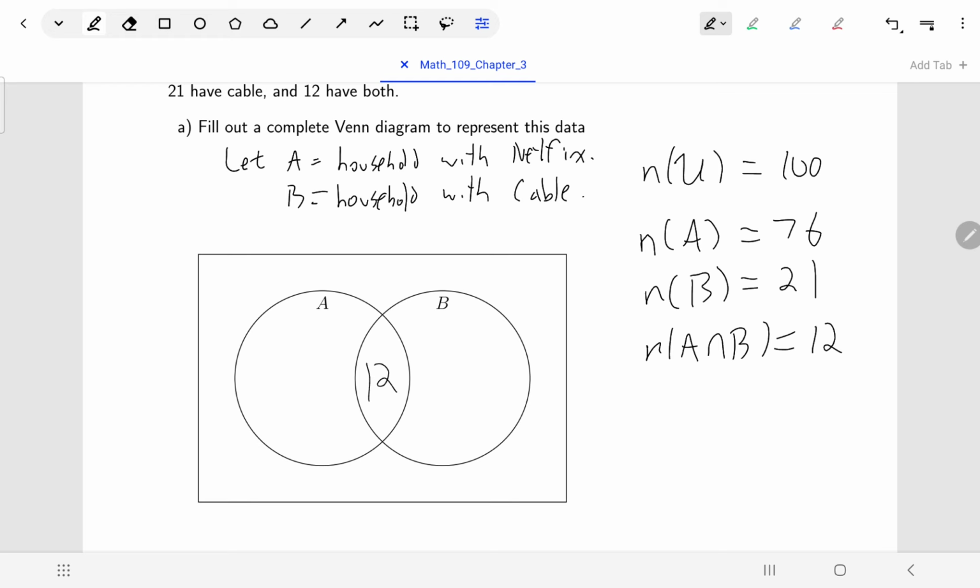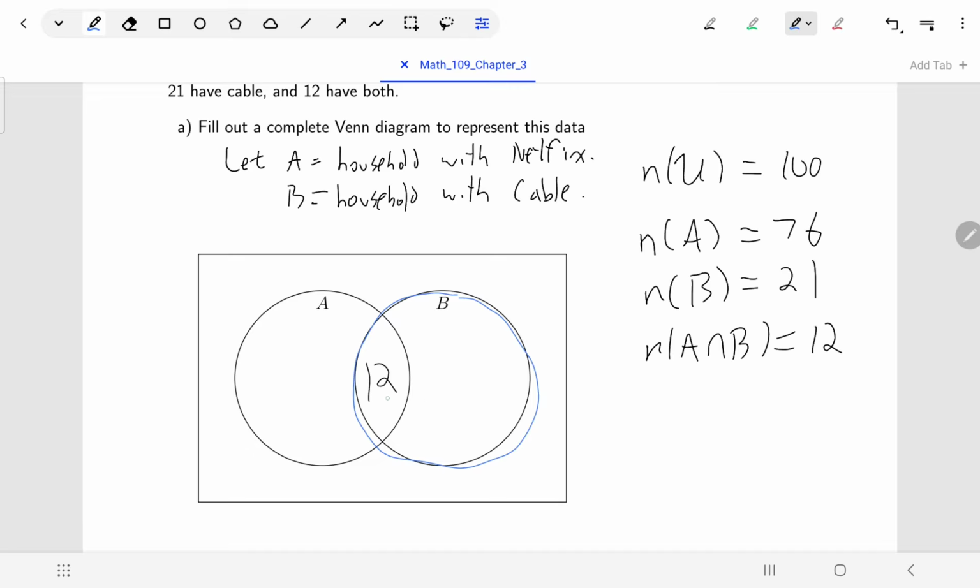And now I'm going to figure everything else out using deduction, thinking about subtracting if needed to find what is in the remaining regions. So I'm thinking about set B for now, working my way up the list. Set B, this entire circle, needs to have 21 things in it. And I already have 12 things that I've placed in one of B's two regions.